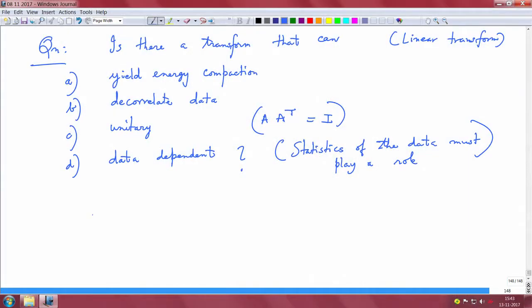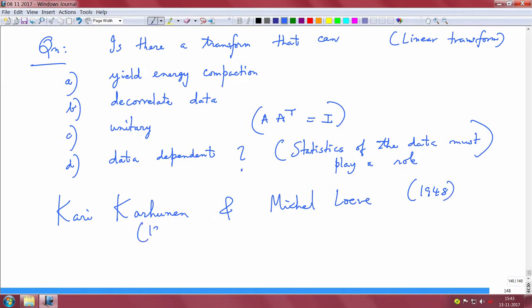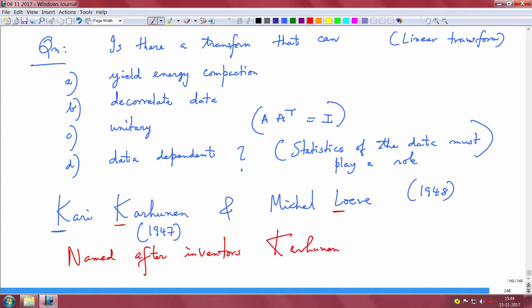And fortunately for us, Karhunen and Loève, this is 1948, this is 1947, they developed this notion, this is for K and this is for L, Karhunen-Loève transforms, named after the inventors. So, we will study the properties of KL transforms.